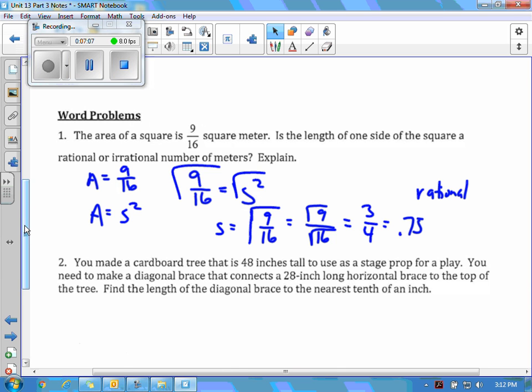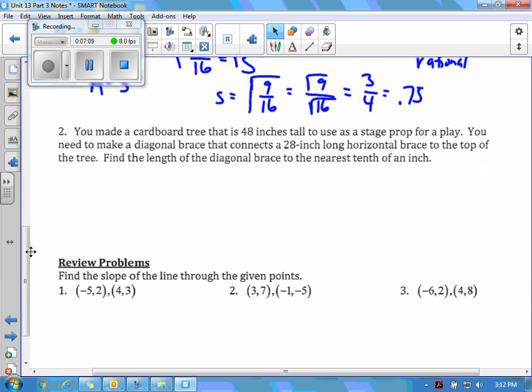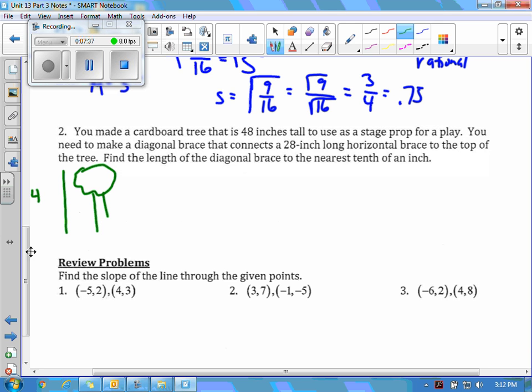Second word problem says you made a cardboard tree that is 48 inches tall using a stage top for a plate. You need to make a diagonal brace that connects a 28-inch long horizontal brace to the top of the tree. Find the length of the diagonal brace to the nearest tenth of an inch. So I have a tree that is 48 inches tall. I'm such a great artist. There's my tree. Okay, it's 48 inches tall.